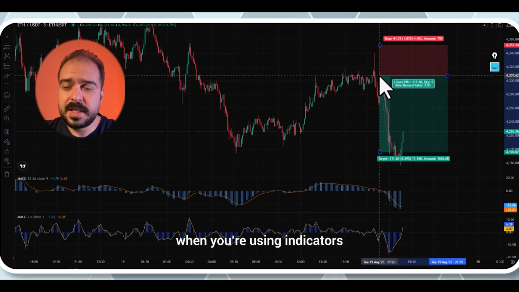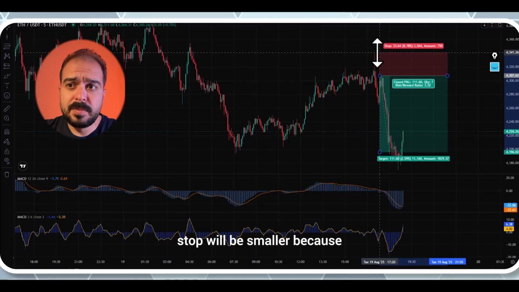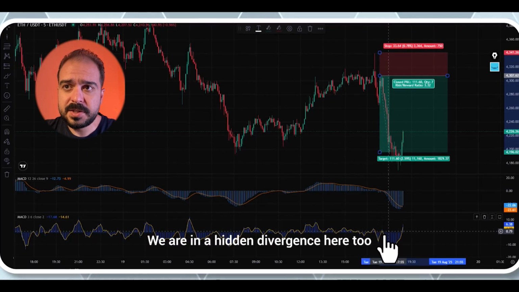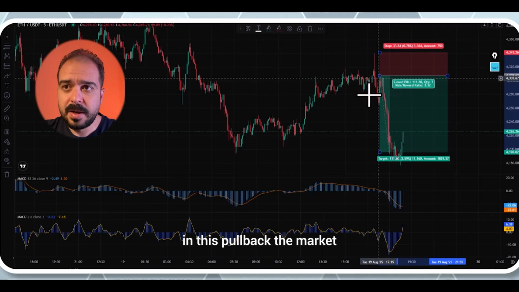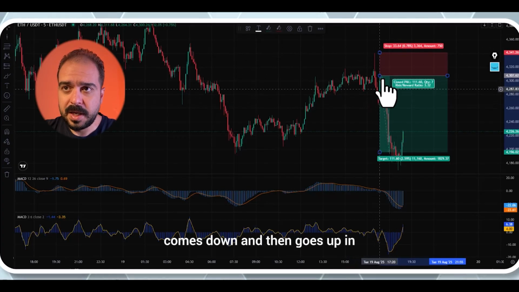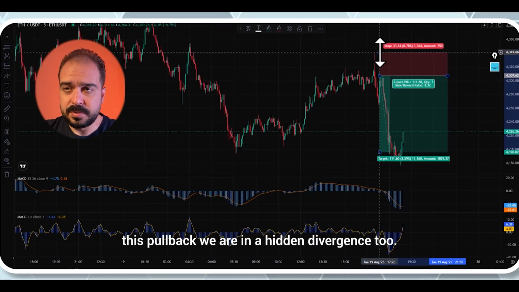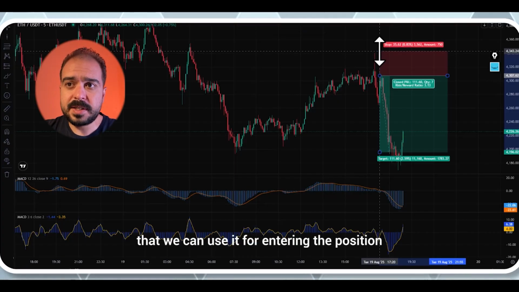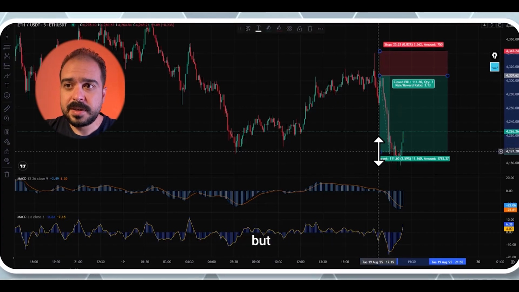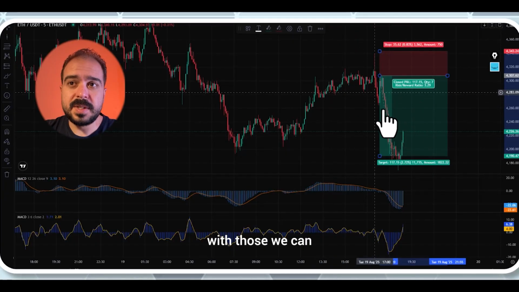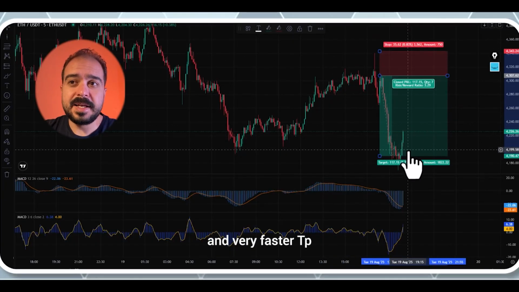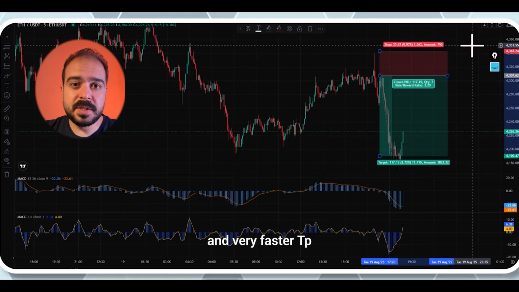And we can use it in another way. When you're using indicators, the stop will be smaller because we are in a hidden divergence here too, in this pullback. When market comes down and then goes up, in this pullback we are in a hidden divergence too. And we have so many confirmations that we can use for entering the position. But with those, we can make a very clear and a much faster TP. Good luck.